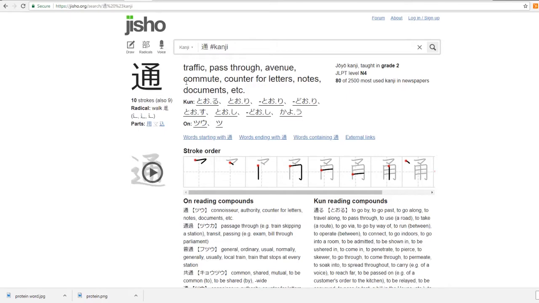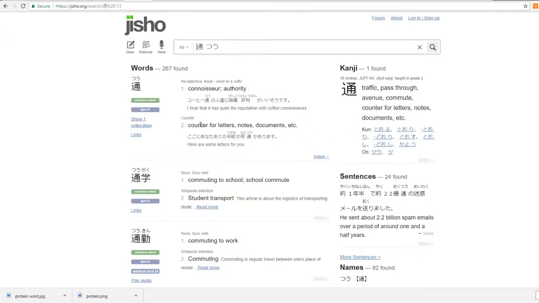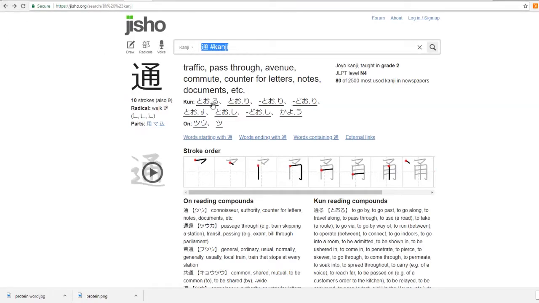The next one we're going to look at is, actually, I missed a few things there, sorry, I missed the kunyomi and the onyomi. The kunyomi is going to be toru, and the onyomi is going to be tsu.